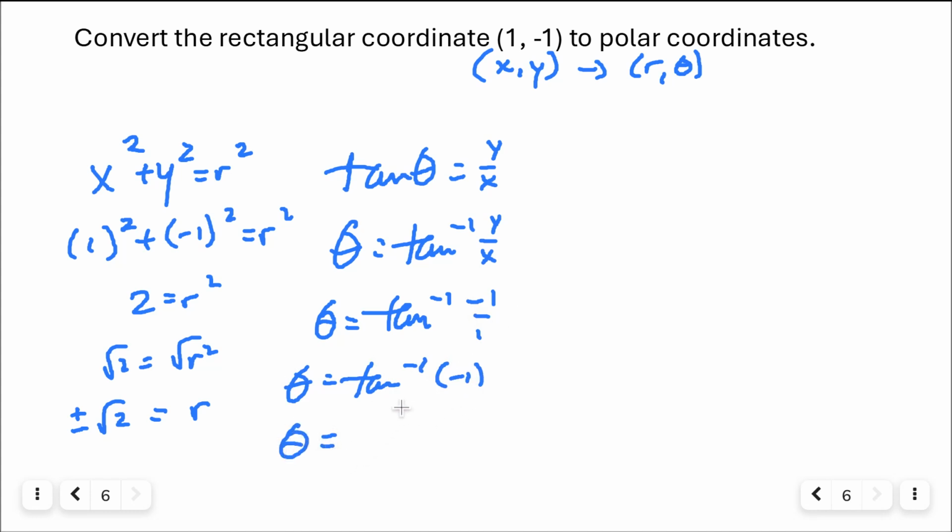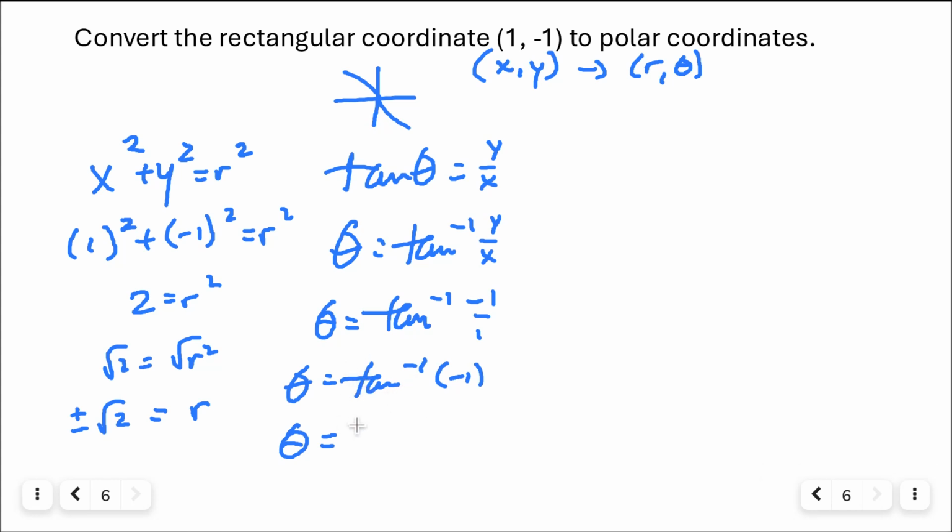So what's the inverse tangent of -1? There's a couple places where tangent is -1 on your unit circle, in quadrants 2 and 4. So that would be 3 pi over 4 or 7 pi over 4, right? Or negative pi over 4 if you're using the proper notation. Negative pi over 4 for inverse tan.